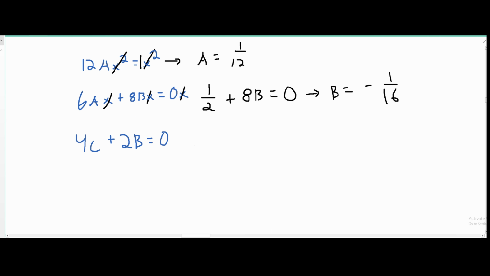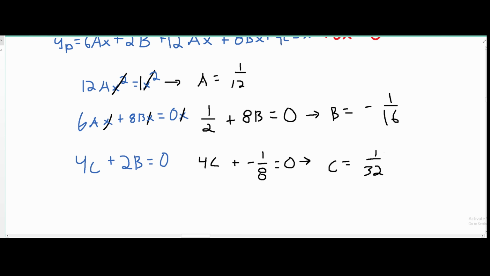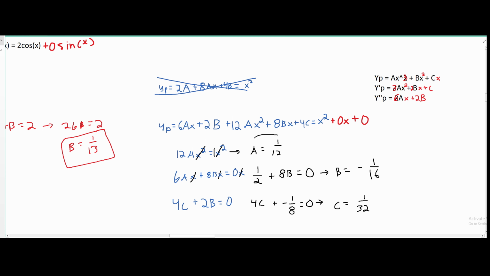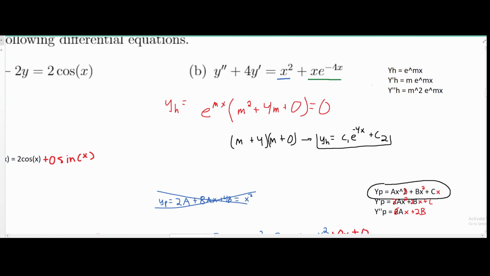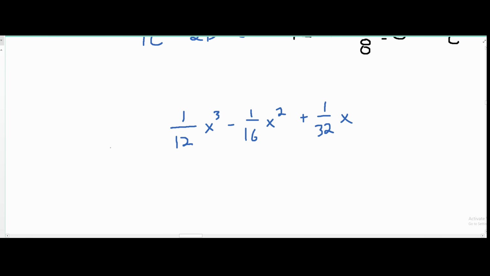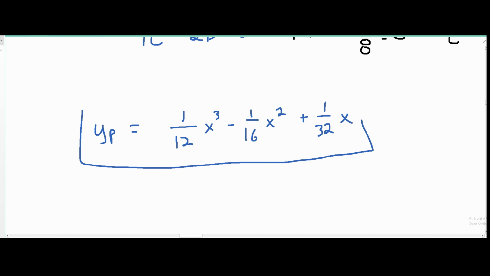And then if we plug that into here, we get 4c plus negative 1 over 8 is equal to 0. If we move the 8 over, so we add 1 over 8 to both sides, and then divide by 1 over 4, we'll get c is equal to 1 over 32. Now that we have these values, all we need to do is take our a, take our b, and take our c value and plug them back into our yp to get the first part of our particular solution. So our first particular solution is yp is equal to this equation.